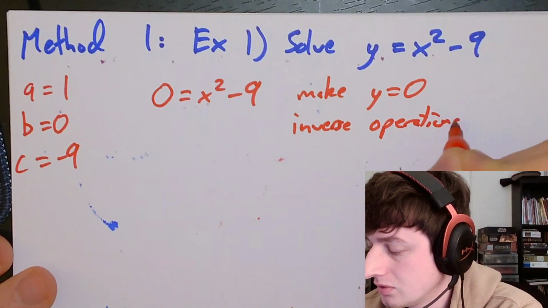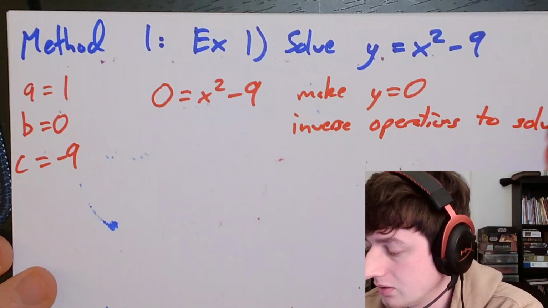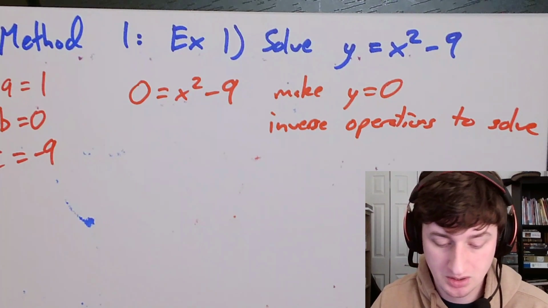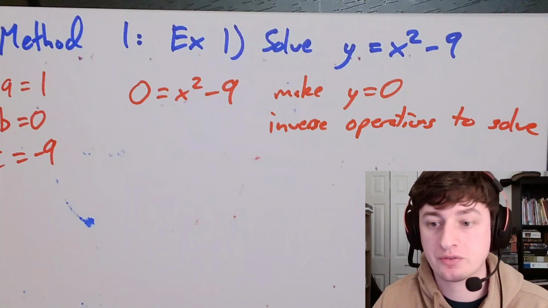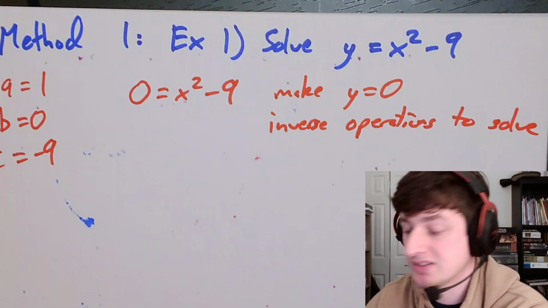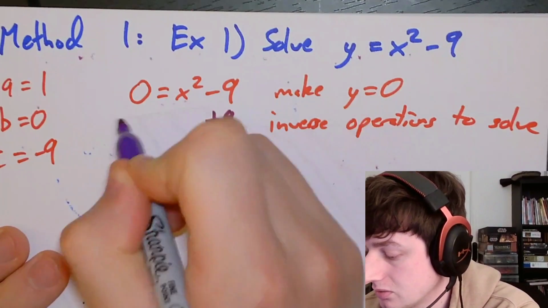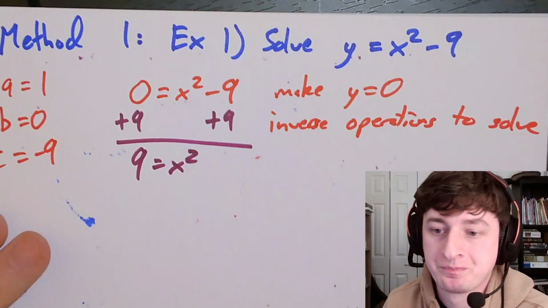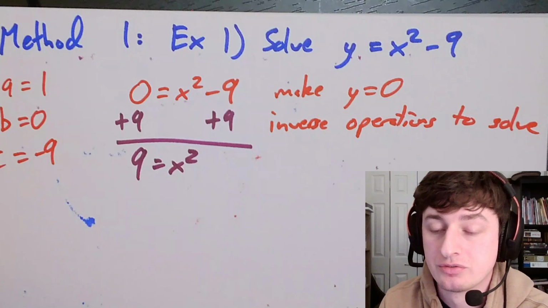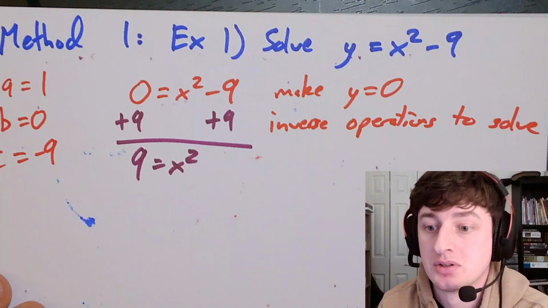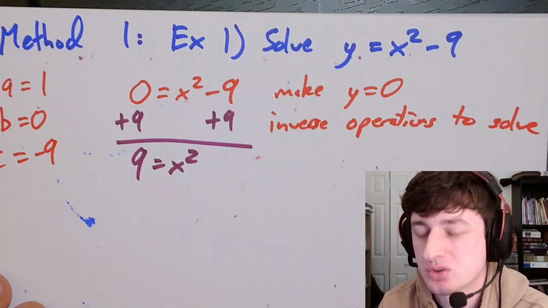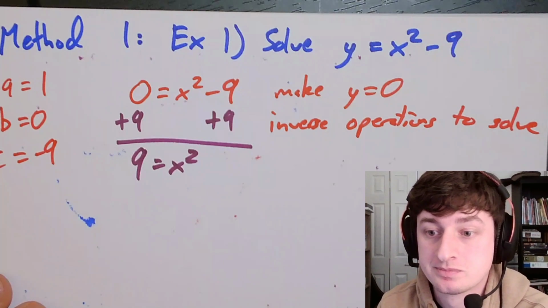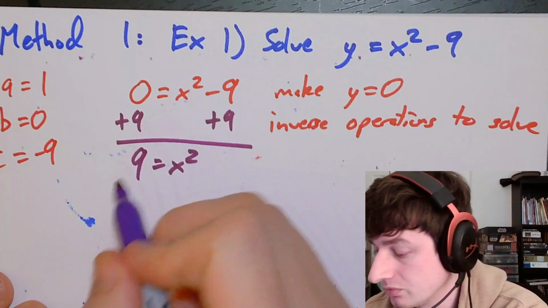It has been a long time since you have done this specific inverse operation. Not the first one. The first one's easy. The first one is get x by itself. We add 9 to both sides. And then it's 9 equals x squared. How do we get rid of x squared? What's the inverse of the square? Well, the inverse is the square root. So we just take the square root of both sides.